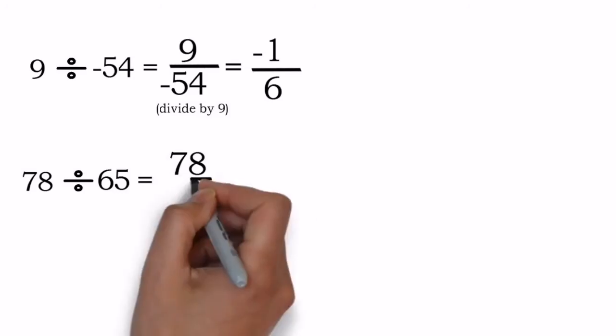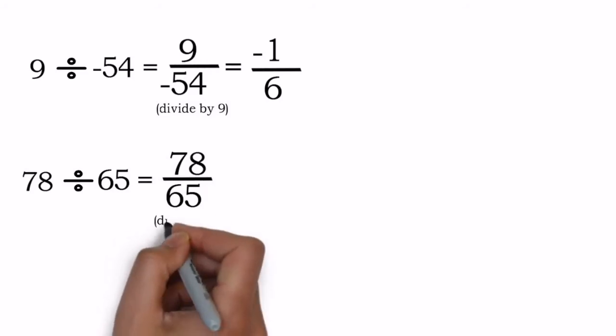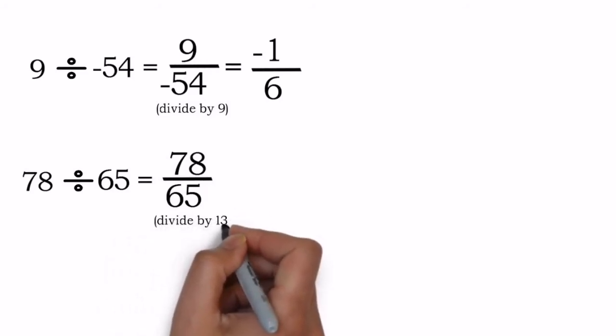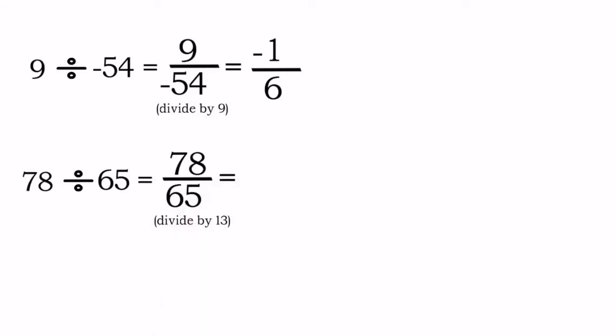78 divided by 65. Very first step, write it in fraction form, and now think about the table in which both the numbers are present, and that number is 13, if you know the table, correct? So when you divide both the numbers by 13, you get 13 sixes are 78 and 13 fives are 65, if you remember the table, correct?